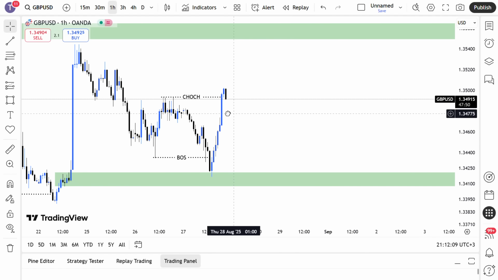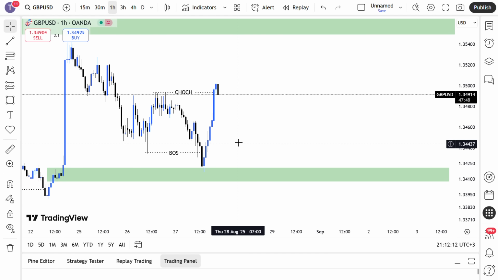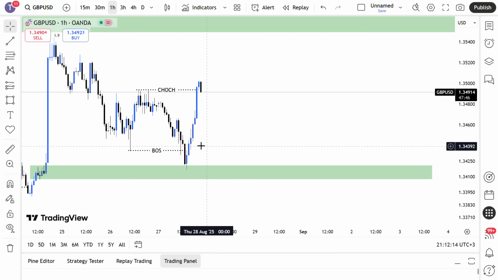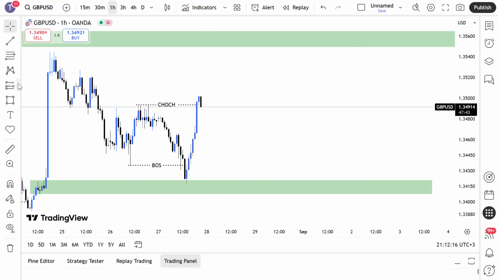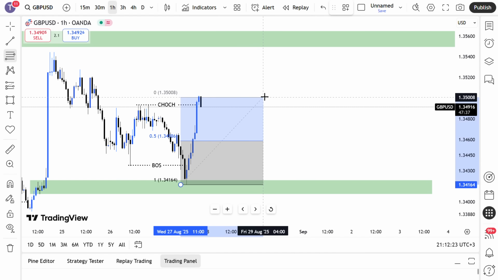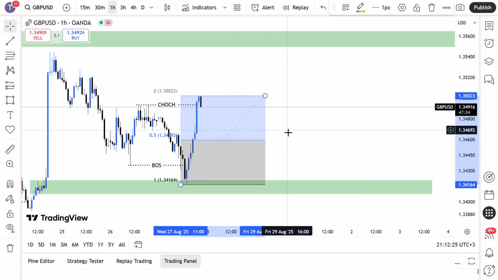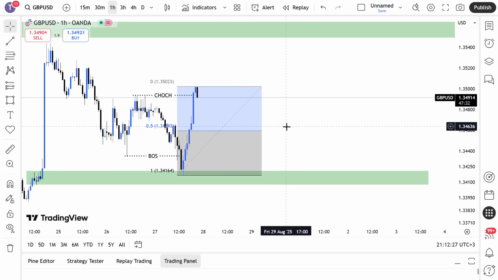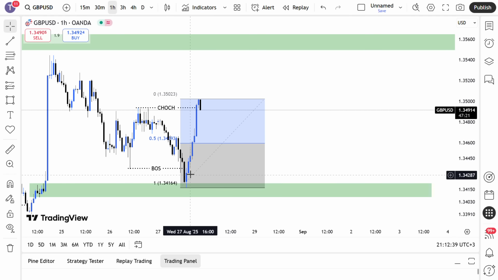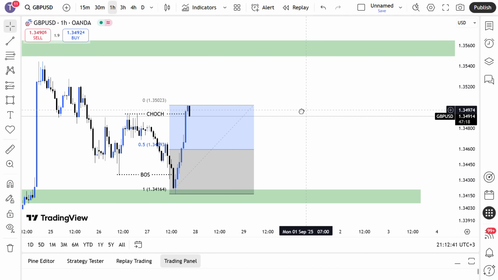And I expect after the change of character, if we have a pullback into this area, we will be looking for buys from down here to the upside, and that is if the price will come back to a 50% level so that we can be looking for a good zone that we can trade from, or a good order block. So I expect price to drop back down into the 50% area. Look for a good order block inside here before going to buy the upside.